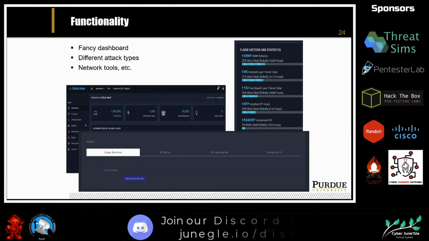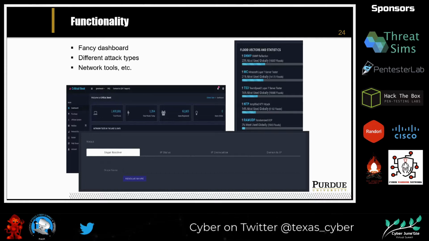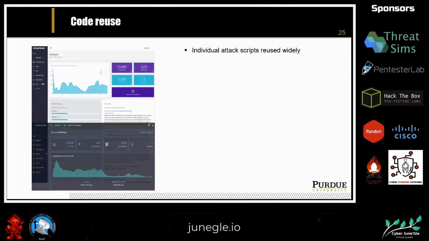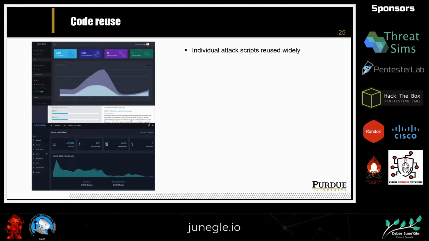The other reason for code reuse is just because those are kits that are sold between criminals and or distributed between criminals, and this is why we see basically the same panel. You can see here those two just basically have a different color schema.